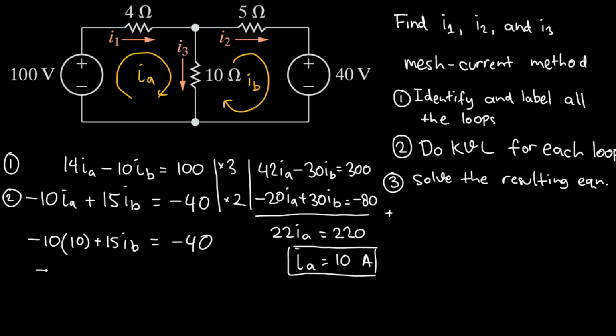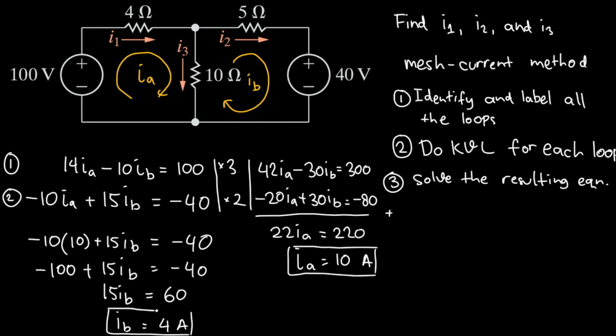This will become minus 100. And then plus 15 IB. And that will equal to minus 40. We can add both sides by 100. So I will have 15 IB here. And then this one will be 60. Right, 60. And so we will have our IB here is equal to 4 ampere. Okay.